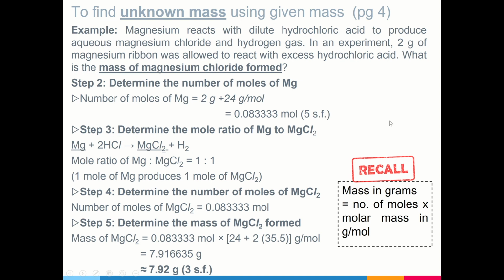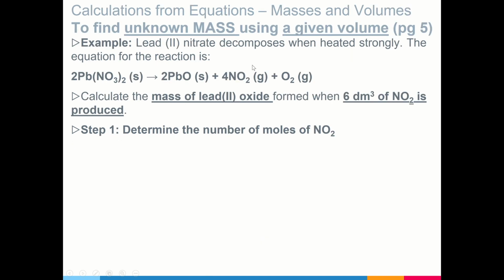So in the previous example, you are told to find out the mass of a substance produced, given the mass of one substance. So you are given the mass and then you are told to find an unknown mass. Likewise, page 5, you are told to find an unknown mass, but now you are given a volume. So what do I mean by this? Take a look at this example.